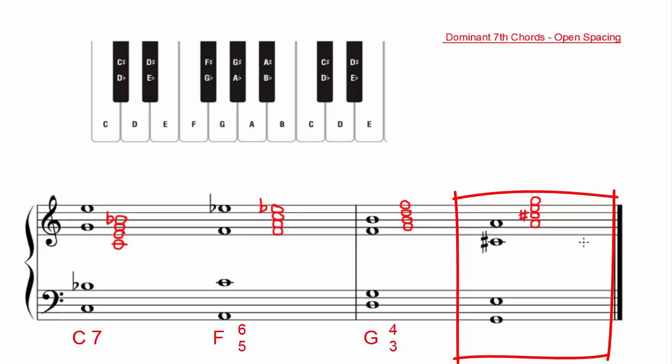If we look at the bass note of this chord, we will see that G is the bass note. In this case, G is the seventh, meaning that we have an A dominant seventh chord in third inversion.